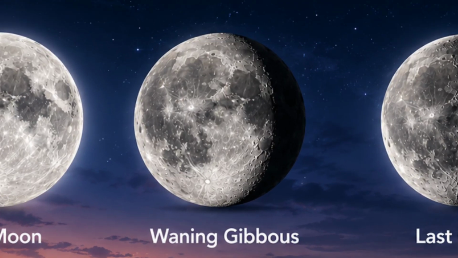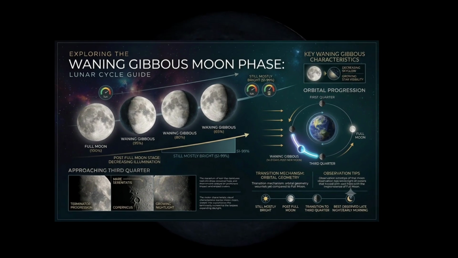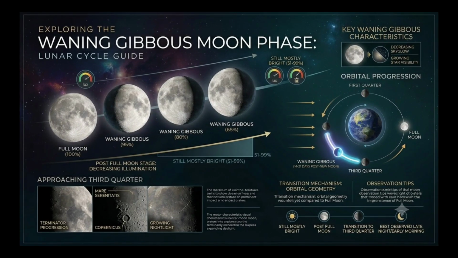Waning gibbous. The waning gibbous phase begins immediately after the full moon. The illuminated portion starts shrinking, though most of the moon still appears bright. Night after night, darkness slowly spreads across the lunar surface. The environmental effects on Earth begin shifting away from peak conditions associated with the full moon.